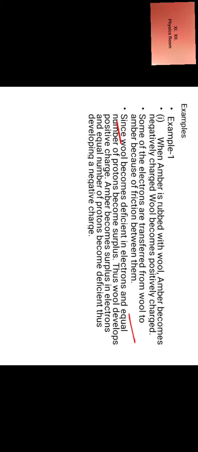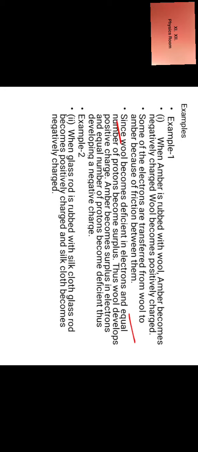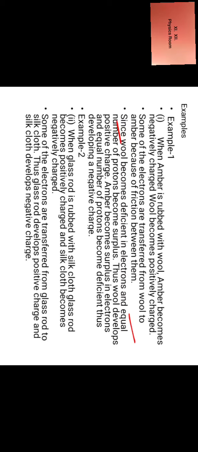Now example 2. When a glass rod is rubbed with silk cloth, the glass rod becomes positively charged and silk cloth becomes negatively charged. Some of the electrons are transferred from glass rod to silk cloth, thus the glass rod develops positive charge and silk cloth develops negative charge. Thus both are electrified.